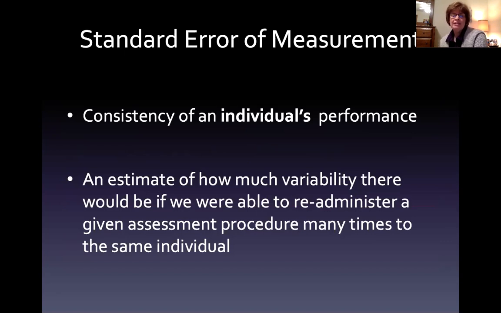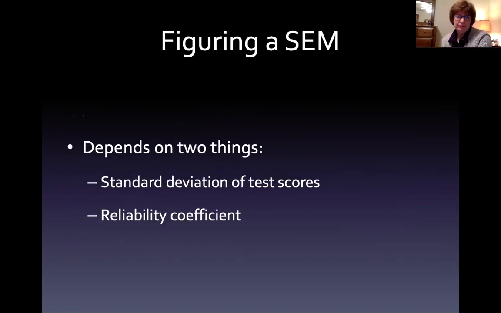So that's why you can use a formula to help you determine the standard error of measurement, okay? Remember, it's the consistency of an individual's performance. It's not talking about the whole group who took the test, just one person, okay? When you use that formula, you have to know 2 things. You have to know the standard deviation of test scores.